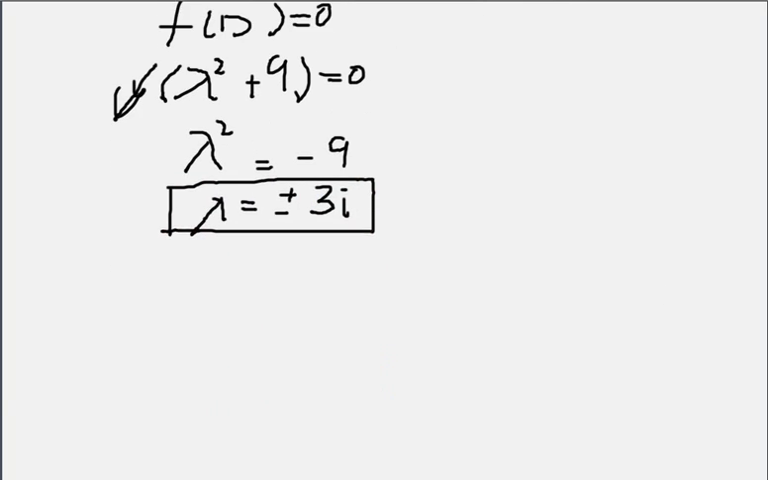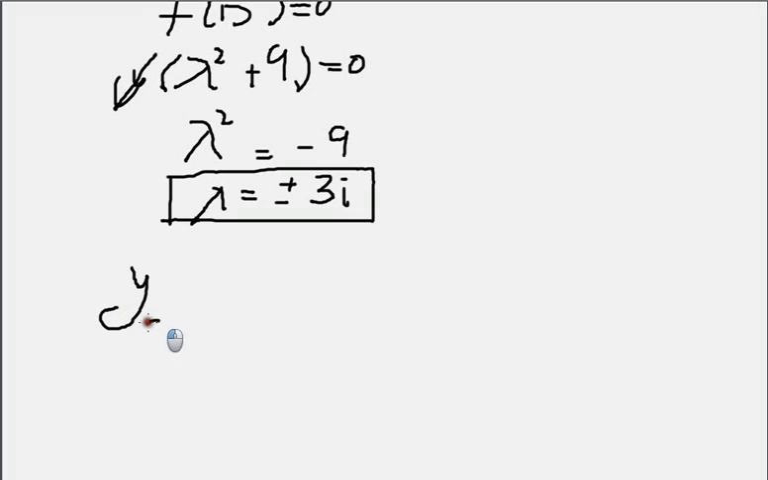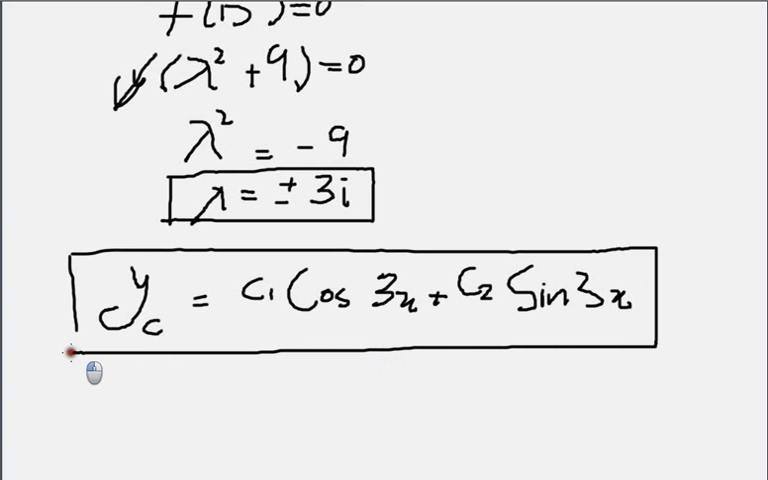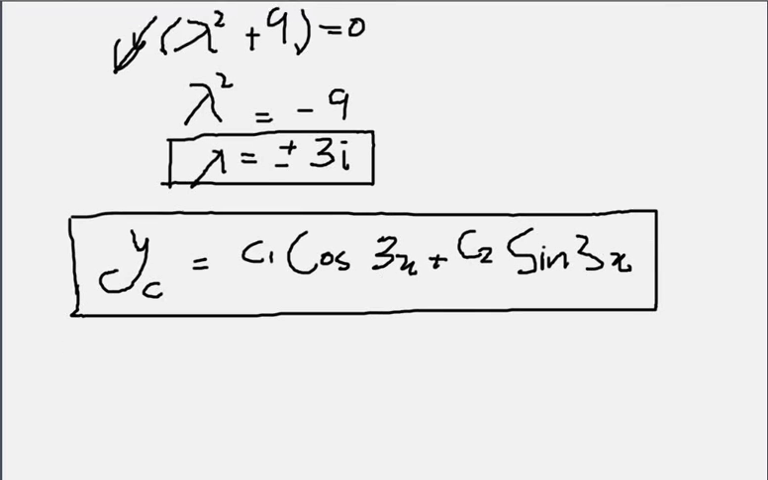Now to put it in yc, our yc would be yc equals to c1 cos 3x plus c2 sine 3x. This is our yc. We have our yc. We have applied the complex rule, complementary function of complex roots. Okay, let's find yp.